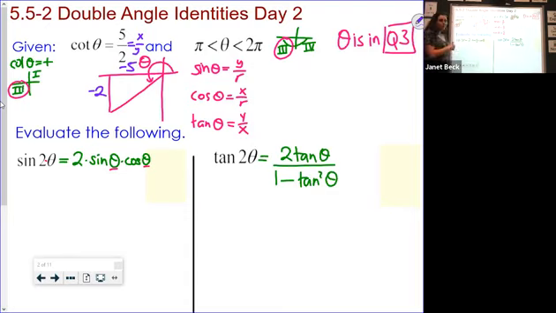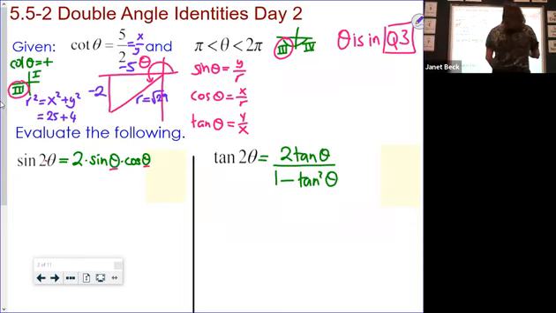Now this is not a triangle, we know, so we're actually going to have to work out r. We're going to work out r using the Pythagorean theorem. r squared equals x squared plus y squared. So it's going to be x squared, which is negative 5 squared is 25, plus y squared, negative 2 squared is 4. So r squared is 29. So r is going to be the square root of 29.